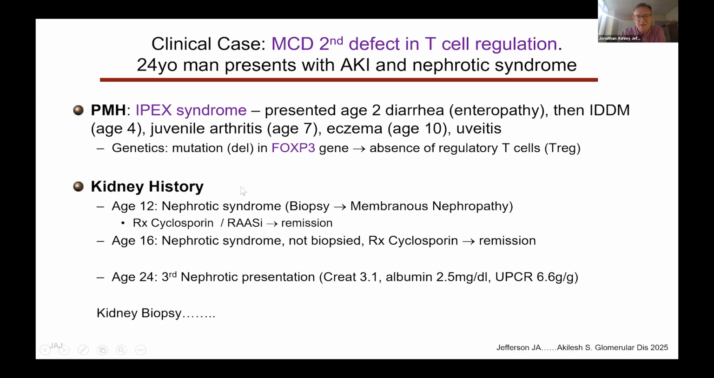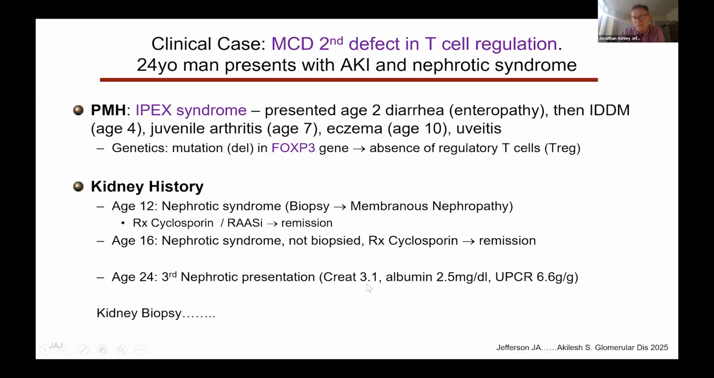His kidney history is particularly interesting in that when he was age 12, he developed nephrotic syndrome. He was managed here at Children's Hospital, and a biopsy showed membranous nephropathy. He was treated with cyclosporin, RAS inhibition, and went into remission. He had a second episode of nephrotic syndrome at age 16, again responded to cyclosporin. And then at the age of 24, we saw him in clinic here for his third presentation of nephrotic syndrome. And this time it was a little different.